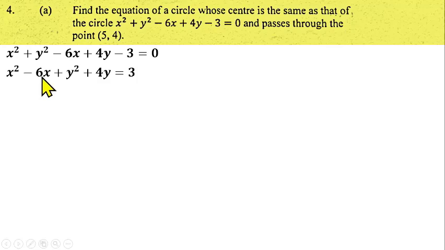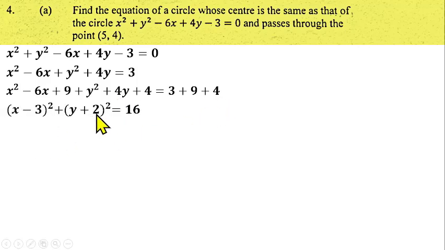The coefficient of x here is minus 6. If you halve it, that gives us minus 3. If you square it, that gives us 9. The coefficient of y here is 4. If you halve it, that gives us 2, and if you square it, that gives us 4. If you add them to both sides, the equation becomes x squared minus 6x plus 9 plus y squared plus 4y plus 4 equals 3 plus 9 plus 4.